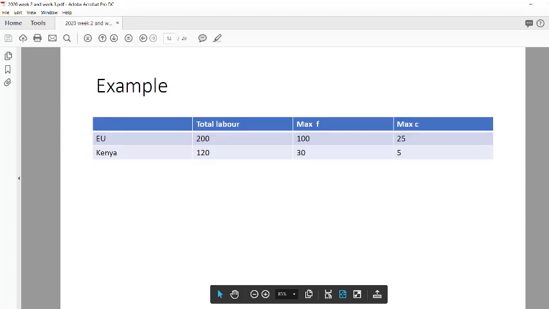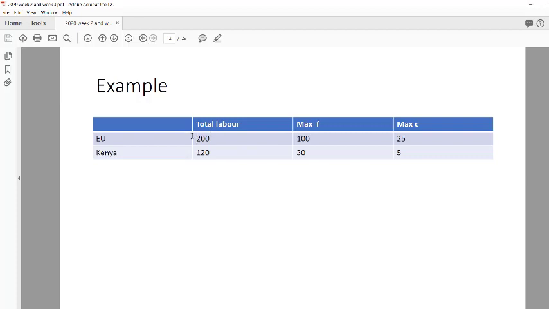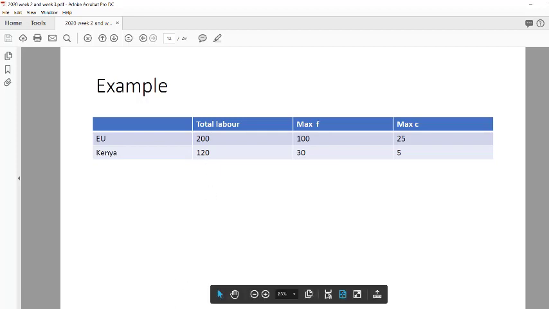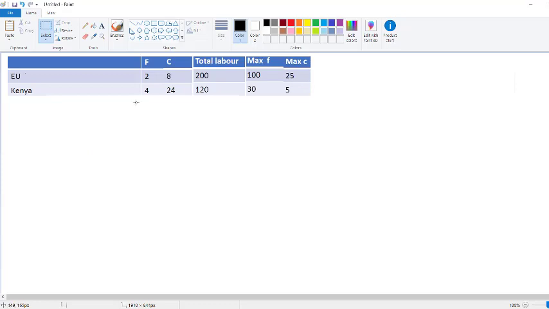But all that we're doing now is saying, okay, the EU has 200 population or 200 laborers. Kenya has 120. What does that mean in terms of how much food I can produce with 200 laborers, how much chemicals I can produce with 200 laborers, and similarly for Kenya for the 120 laborers? So I put the table here, so it's easy to see the calculation.